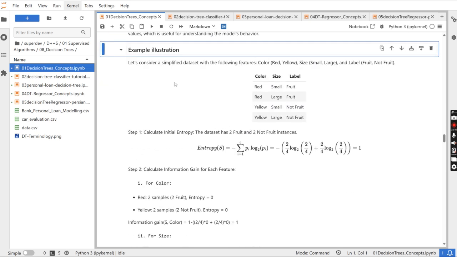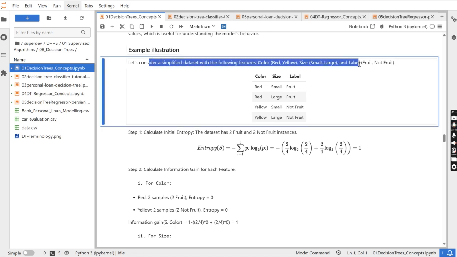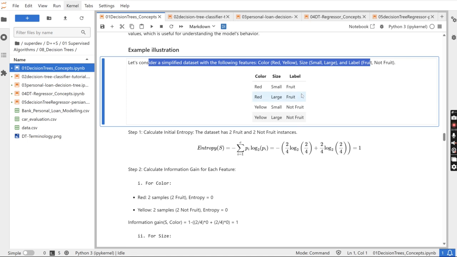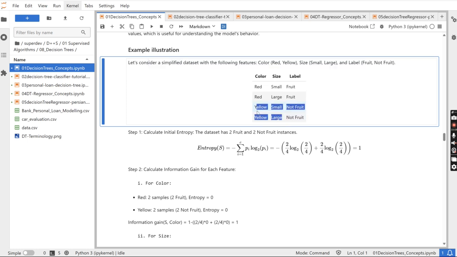So next, we are going to take a sample data frame and understand how it calculates entropy and how it does the classification. Very simple. Look at these labels. Labels are important for us to make the decision. Fruit, not fruit, not fruit. It's not a fruit if it is yellow and small. It's not a fruit if it's yellow and large.